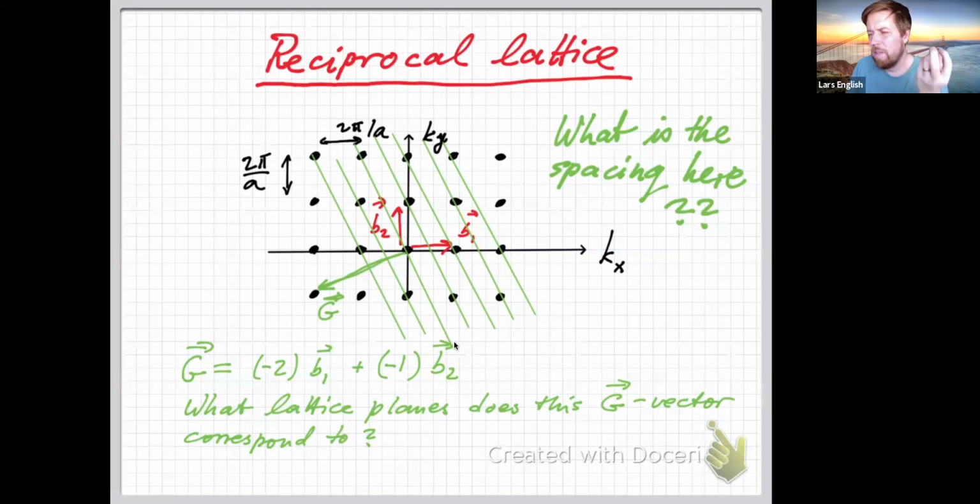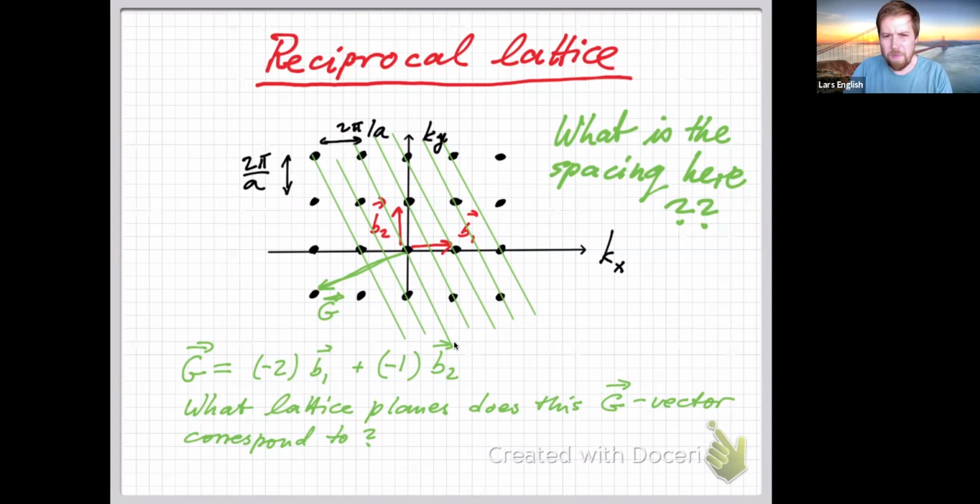And conversely, every atom in this lattice will fall onto one of those planes. There's no atom that isn't captured by one of those planes. So there they are, and the question is now, what is the spacing?